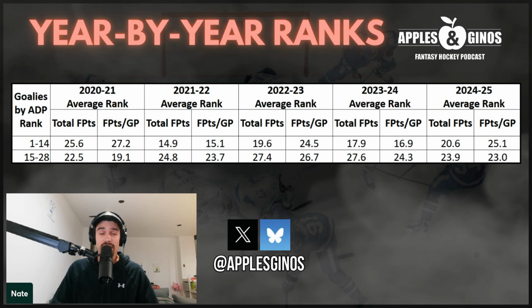So that's what happened in 24-25. Very tough season for top-ranked goaltenders, I would say. They came down more so than the bottom-ranked goaltenders came up, although the bottom-ranked goaltenders did come up a little bit relative to previous seasons as well.